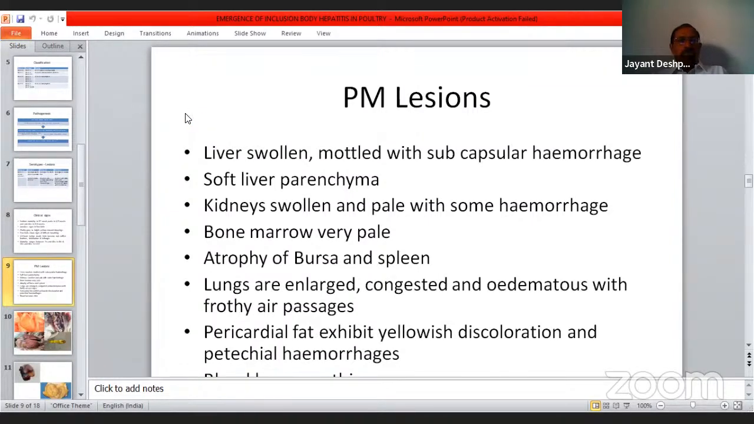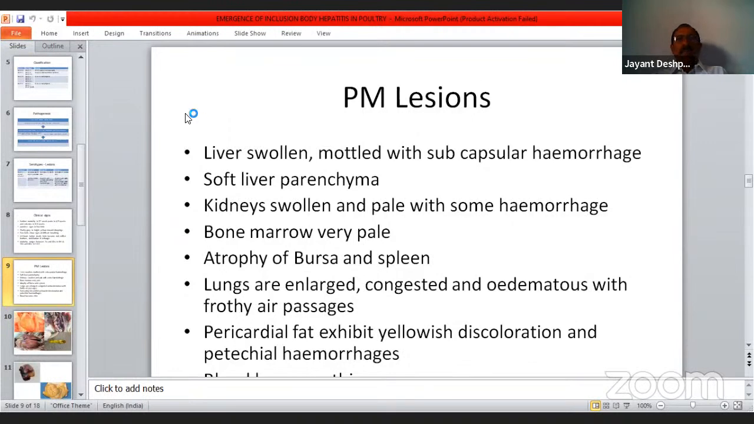So the liver is very, very typical. It becomes very shiny and it looks like tiles. So that's why it is called mottled liver, which can be differentiated from other problems where the liver is involved. And the entire liver is involved. So, there is a swelling of the liver. Then kidneys are severely swollen and pale with hemorrhages. Bone marrow is pale. That's why we see a lot of jaundice-like lesions, clinical signs.